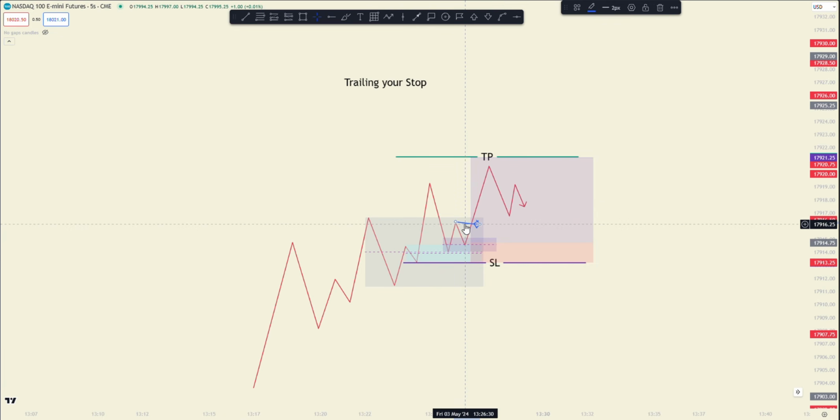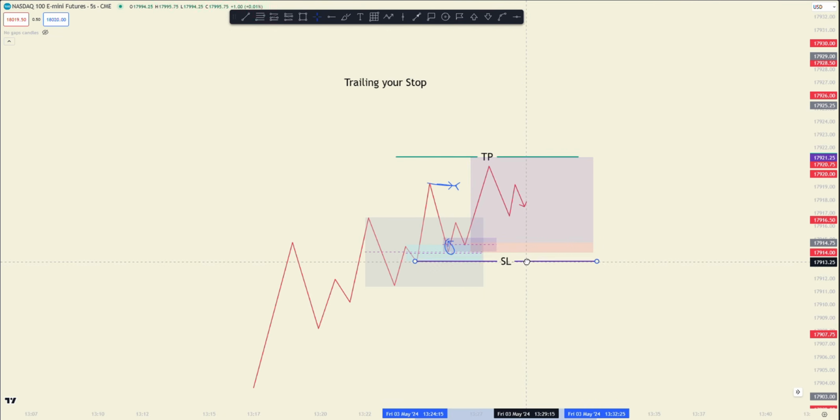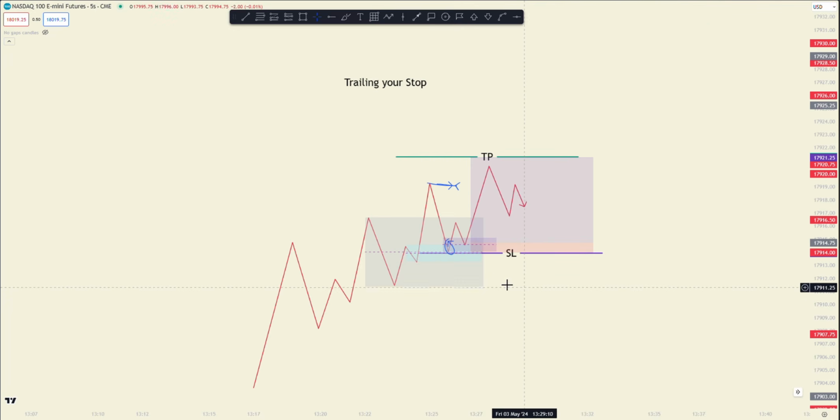Now, once we break this high up here, what does that make this low? That causes that low to be the low and protected in a new swing point. So what am I going to do? I'm going to take my stop loss and I'm going to trail it up right to that low. Why? Because that's our new protected point. And then so on and so forth until we get to our target.